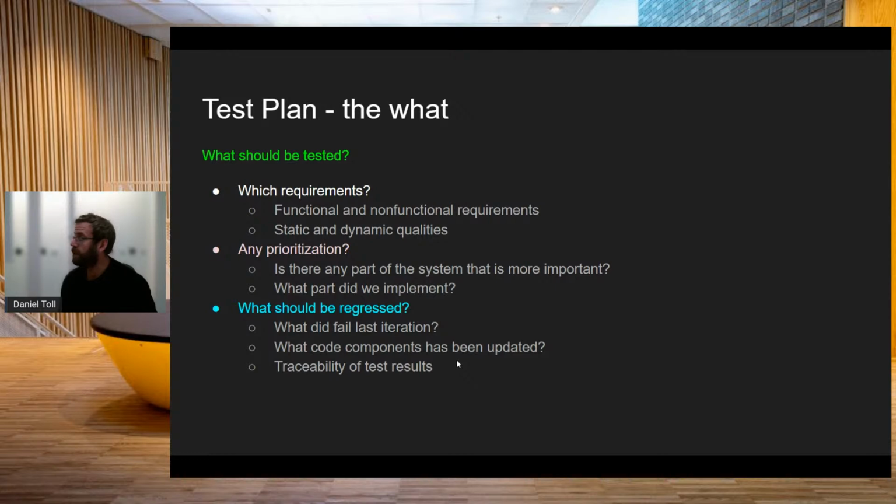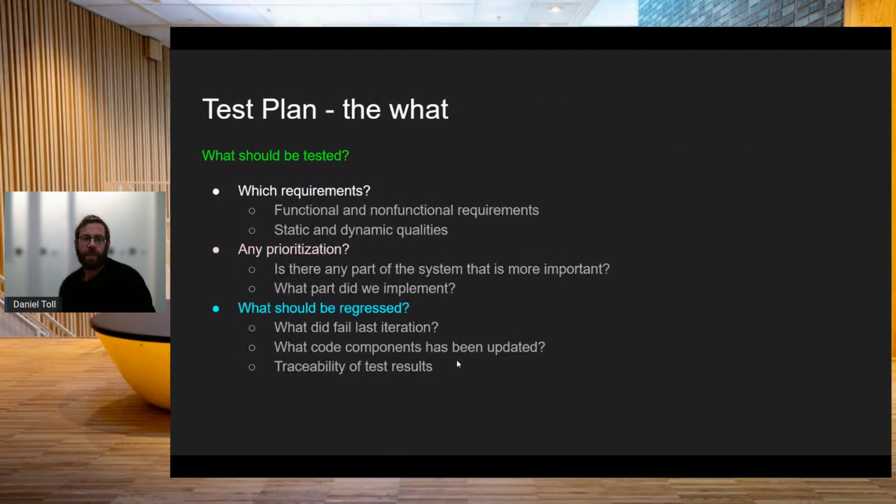We need traceability between code components and requirements, for instance. So we can see that some components have changed, and we need traceability between those components and the requirements that they implement. For instance, if the authentication system has been updated, we need to understand which test to run, really. So traceability is an important thing.